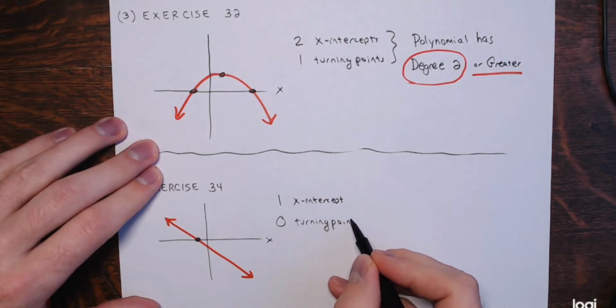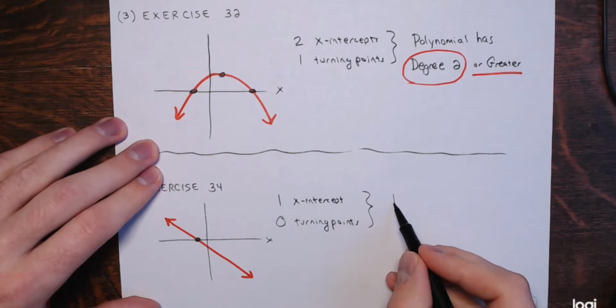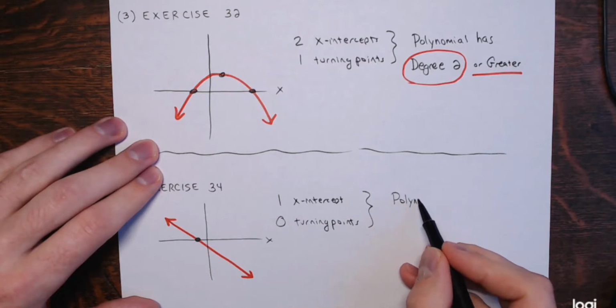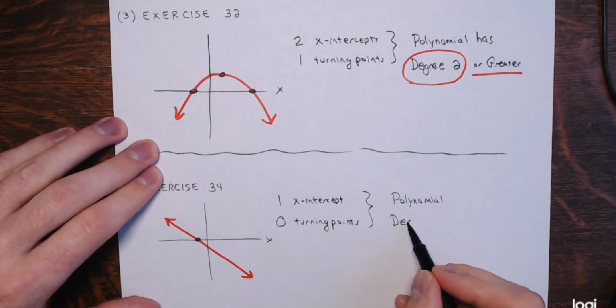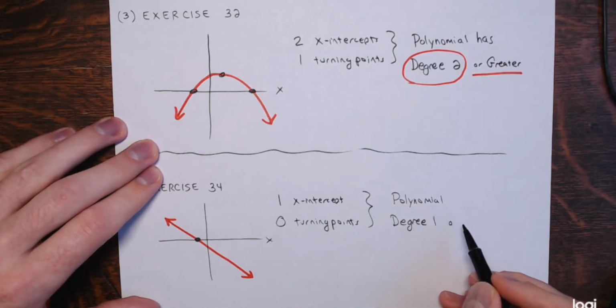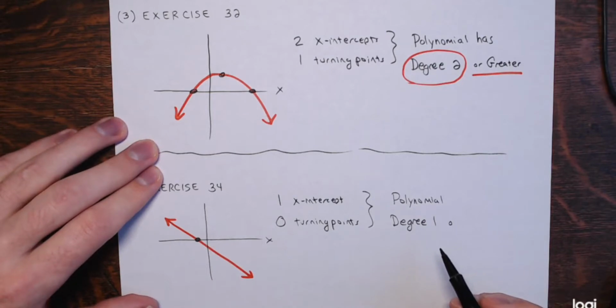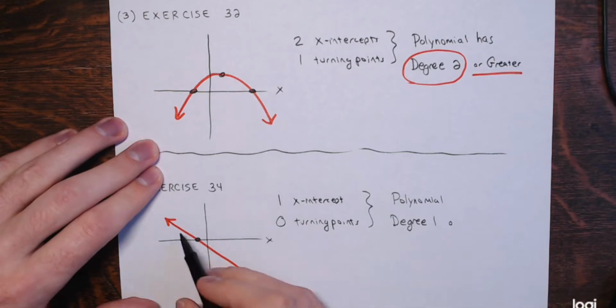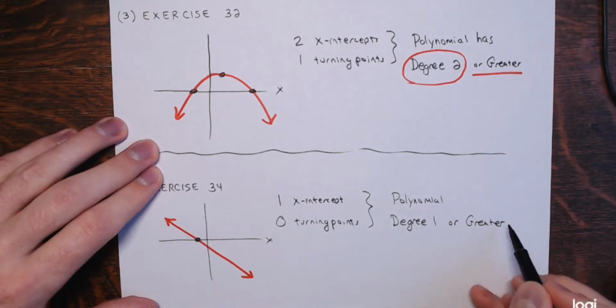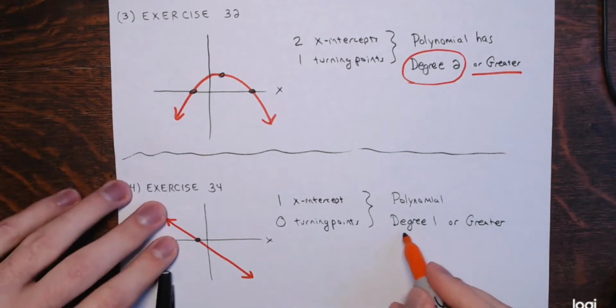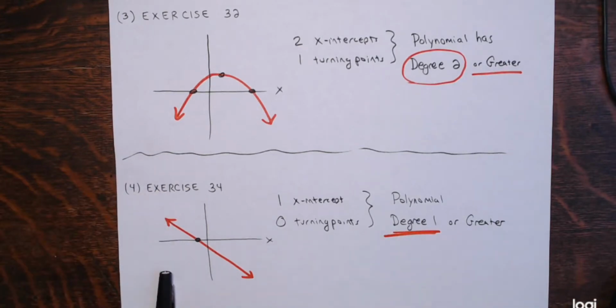Based on this information, this polynomial has degree 1 or greater. I mean, it could be another degree, a weird looking degree 3, a weird looking degree 5, but it looks like a degree 1. The minimal degree is degree 1. Great.